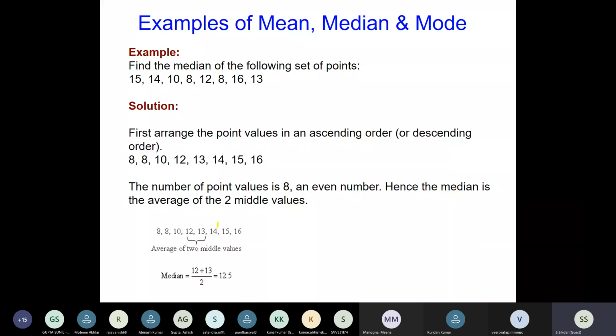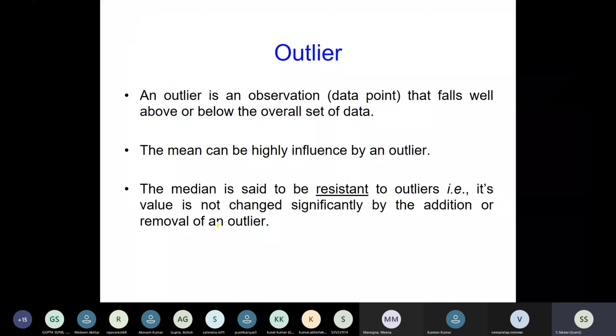So be a little bit careful. Now, the other day I also talked about outliers. I was plotting a scatter plot, and there I said some values you see are outliers. What is an outlier? An outlier is an observation, a data point that falls well above or below the overall set of data you are dealing with, caused by some kind of disturbance or noise.